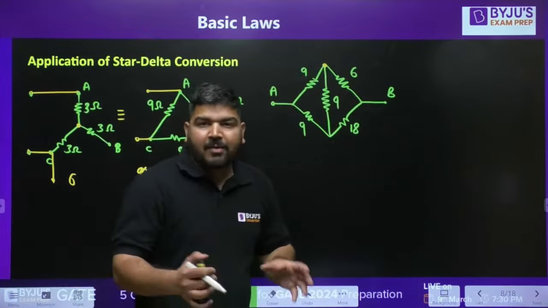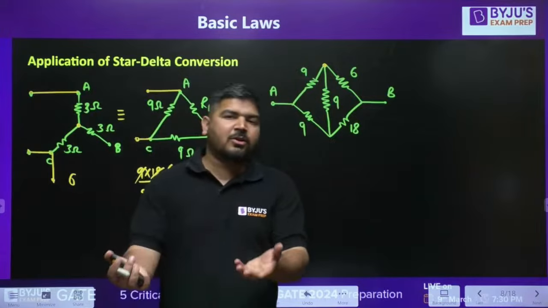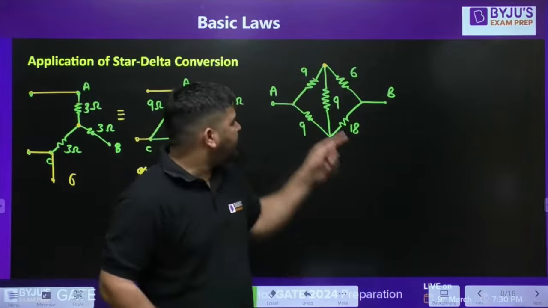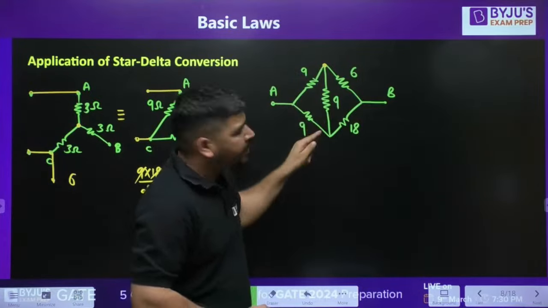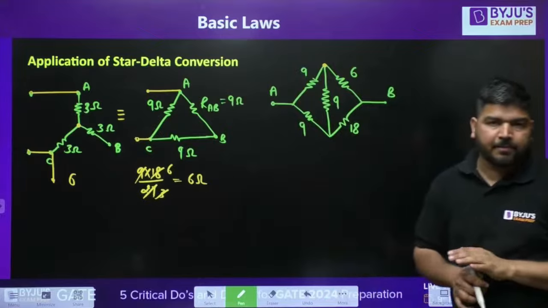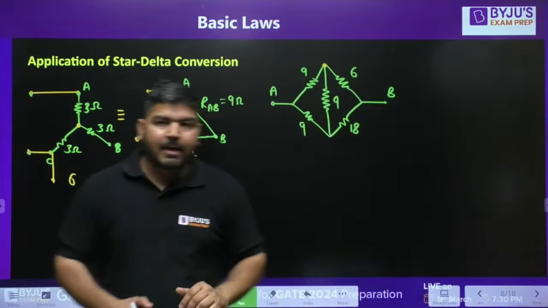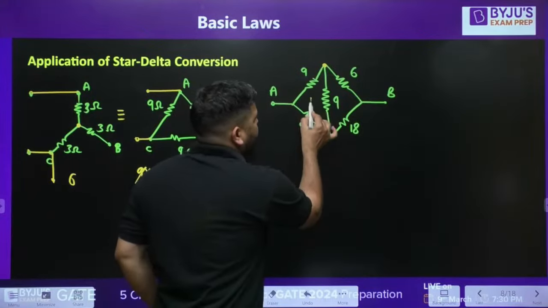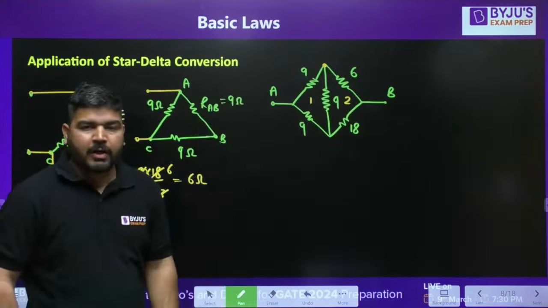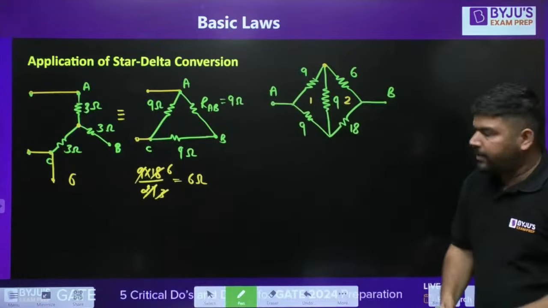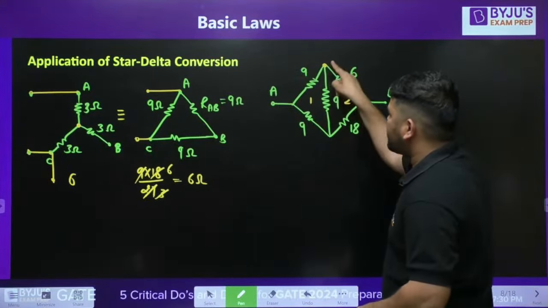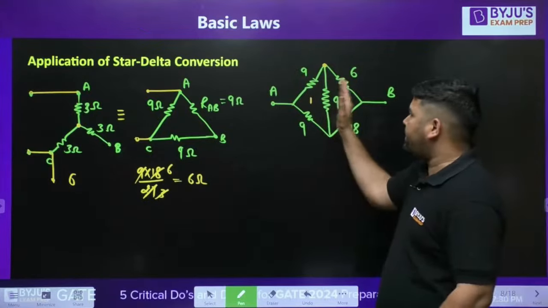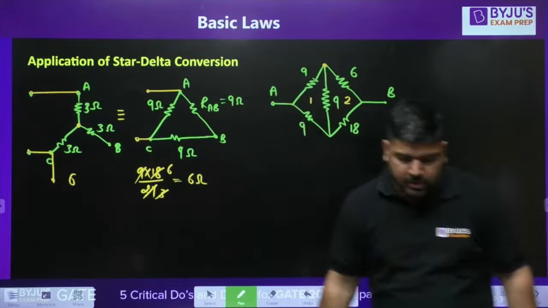Now, I want to convert delta into star. You can also convert star into delta. It's your choice. But I prefer, because I can see delta on this side and delta on this side, you can use delta to star conversion. Now, if you want to convert delta to star, which delta do you want to select? This delta side or this delta side? Side 1 or side 2? Which one is easier to convert?